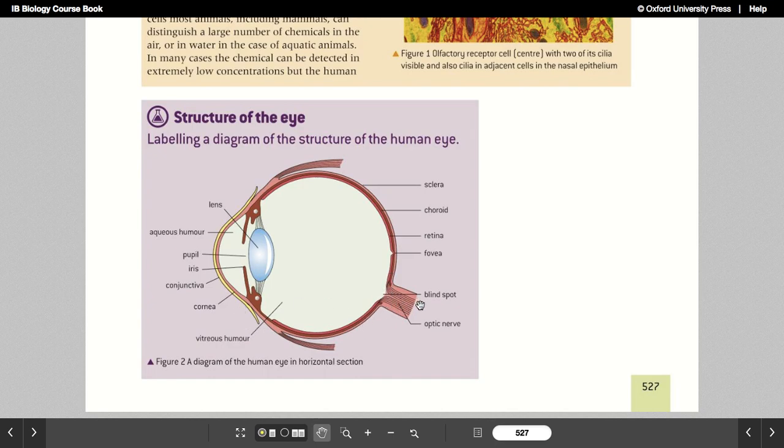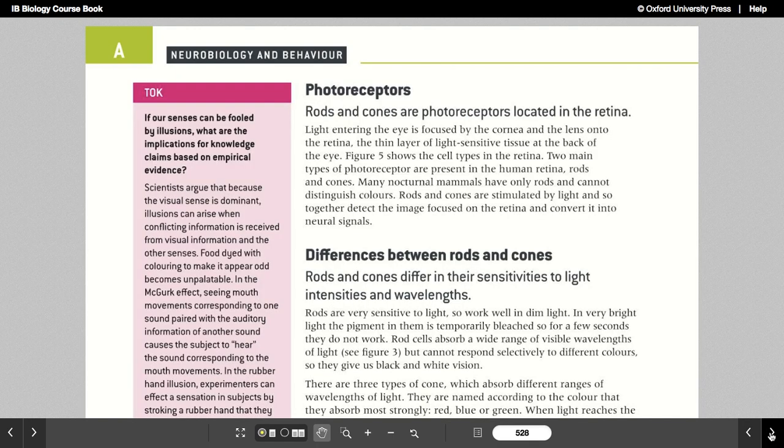Then you've also got the blind spot, which is where all of the ends of all of the sensory neurons in your eye, they all bundle together and they exit through the back of your eye and form the optic nerve. That area is called the blind spot. So if your lens focused an image on that blind spot, you would not be able to see that object. Okay, so you guys generally want to know these structures, and you want to know like one-ish things that they do. Okay. We already talked about photoreceptors.